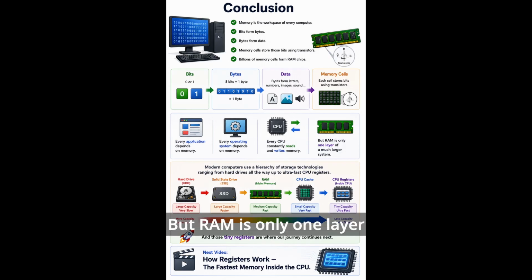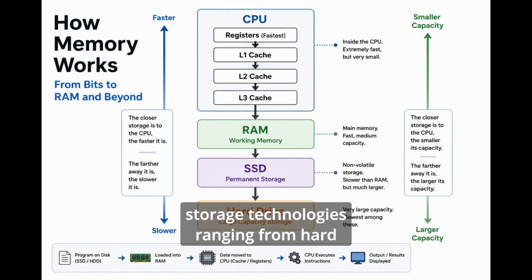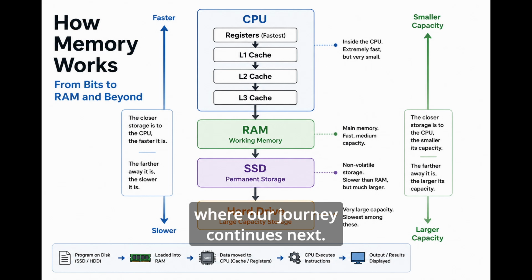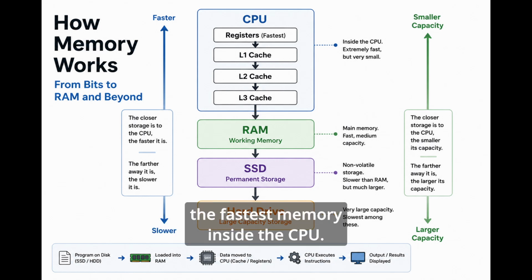But RAM is only one layer of a much larger system. Modern computers use a hierarchy of storage technologies ranging from hard drives all the way up to ultra-fast CPU registers. And those tiny registers are where our journey continues next video, how registers work, the fastest memory inside the CPU.